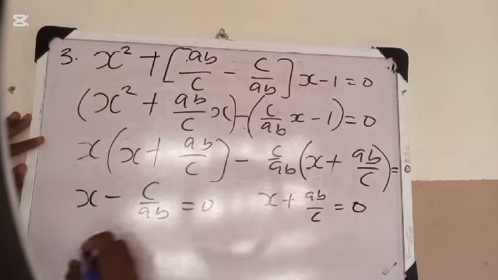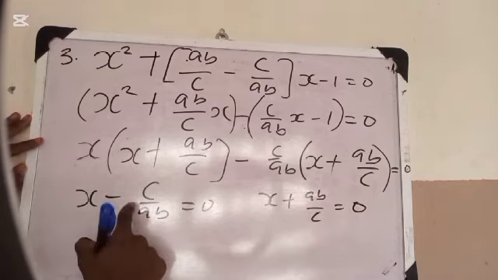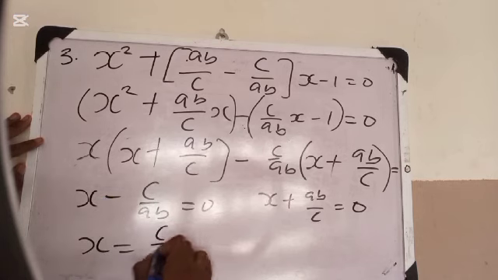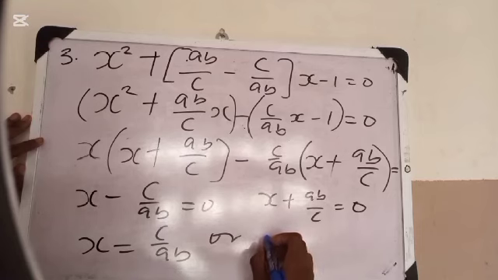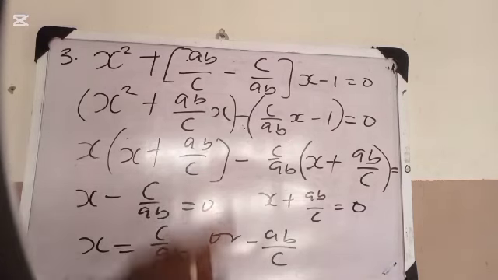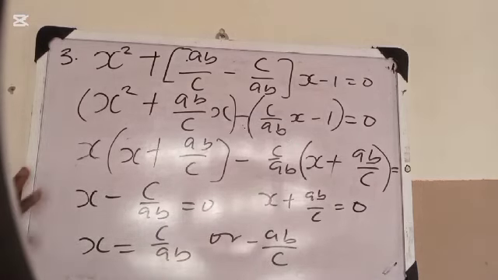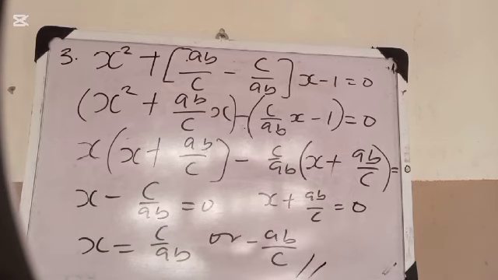So when this comes here, it becomes x is equal to, when this crosses over, c over ab. Or when this comes here, it becomes minus ab over c. So your x is c over ab or minus ab over c. This is your answer for the question, and this is how you factorize a quadratic equation.